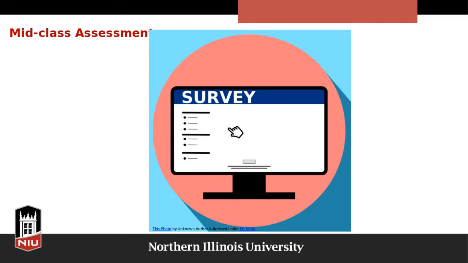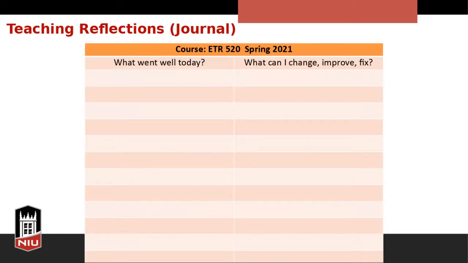Some other questions you might ask in the mid-class assessment is to ask students to list any topics that they're confused about that you've covered in class, or what suggestions students have for how you could improve the course, what suggestions they have for how they can improve in their performance in the course. So what do they need to do differently? And then maybe a topic or two that they want to be included in the course that's currently not in the syllabus to give them some creative freedom too.